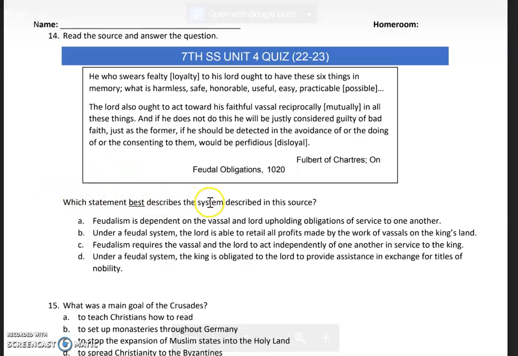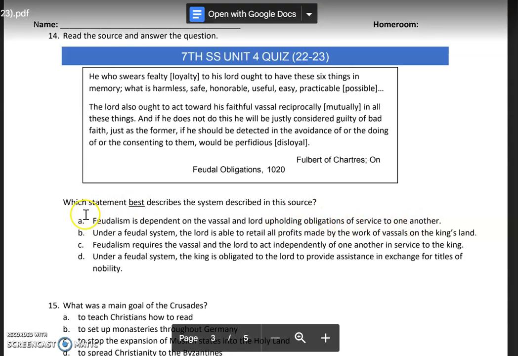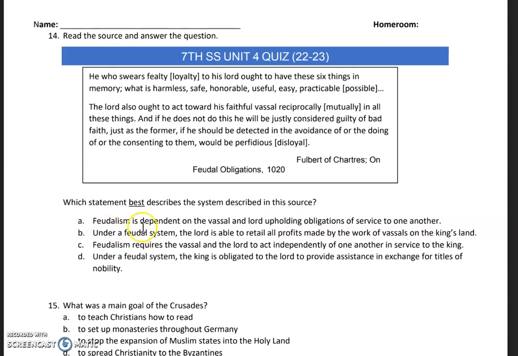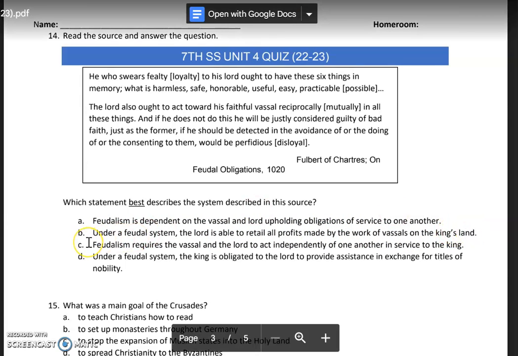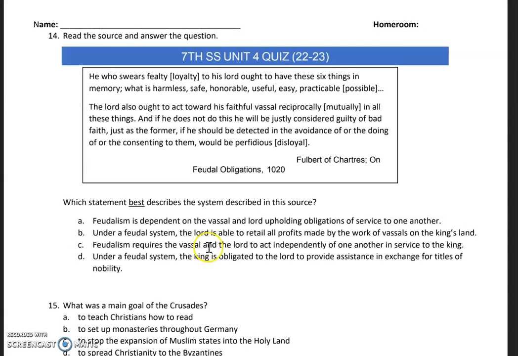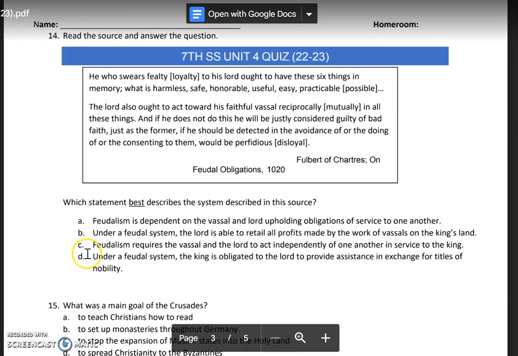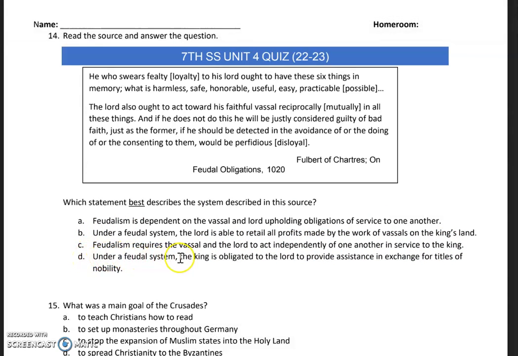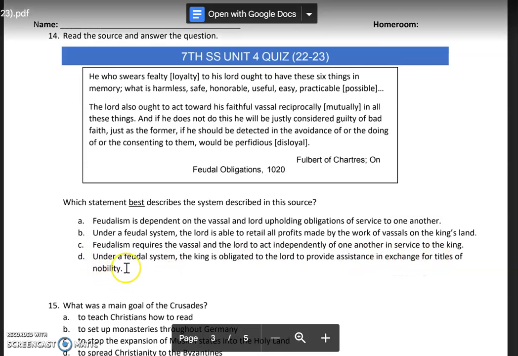Which statement best describes the system described in this source? A. Feudalism is dependent on the vassal and lord upholding obligations of service to one another. B. Under a feudal system, the lord is able to retain all profits made by the work of vassals on the king's land. C. Feudalism requires the vassal and the lord to act independently of one another in service to the king. D. Under a feudal system, the king is obligated to the lord to provide assistance in exchange for the titles of nobility.